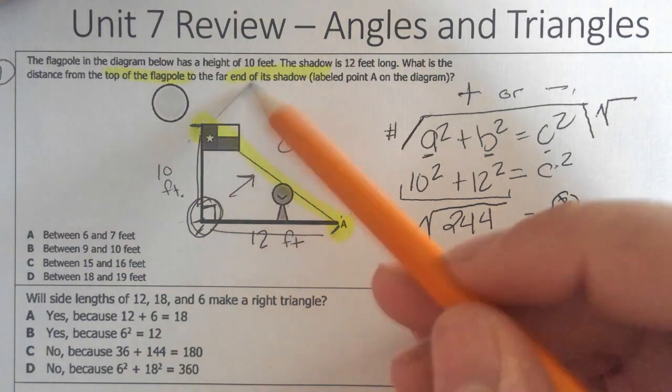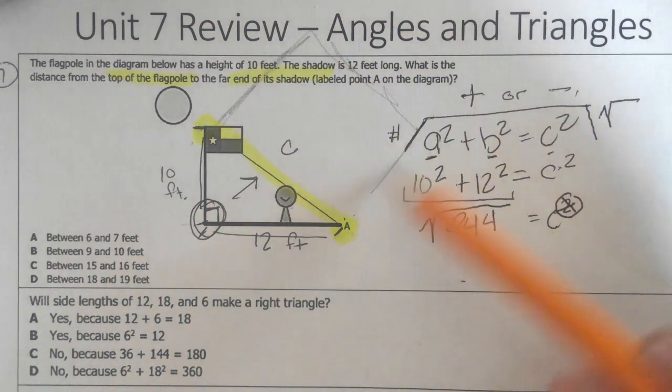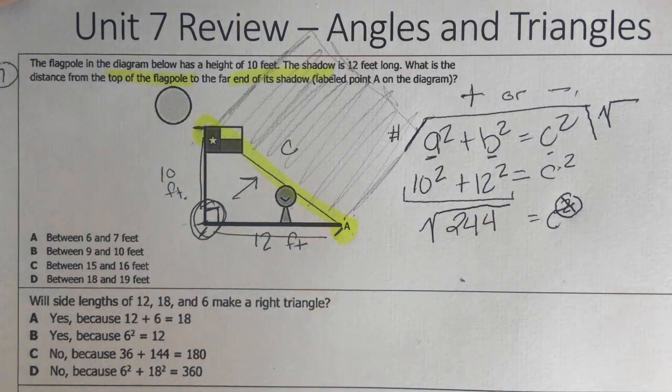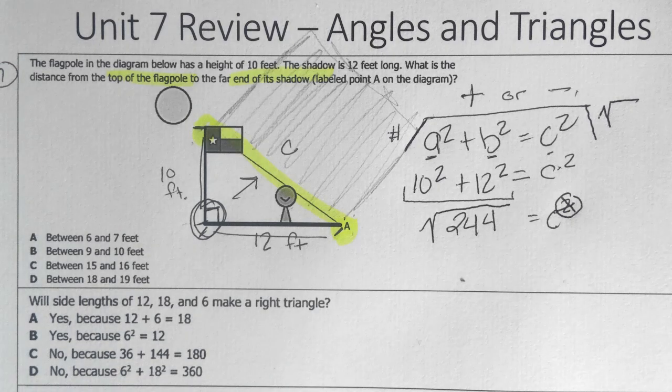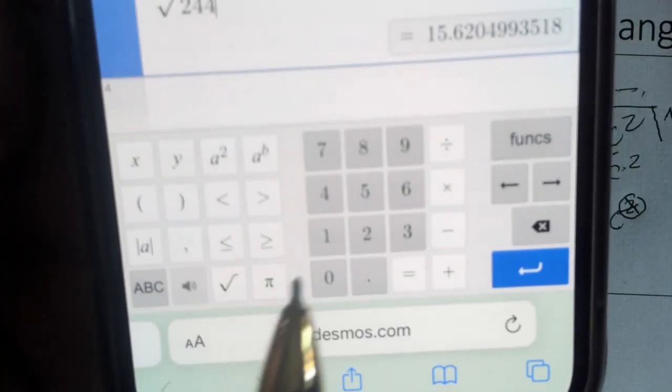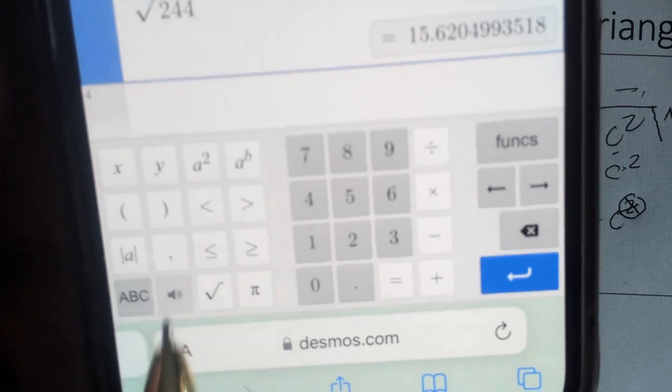If we didn't take the square root, we'd be left with the area of that square, and we're not interested in the area of the square coming off of that. We just want the side length. So we do need to take the square root of 244. And the square root of 244, typing that in, is 15.6. Remember, the square root button is right here between volume and pi.